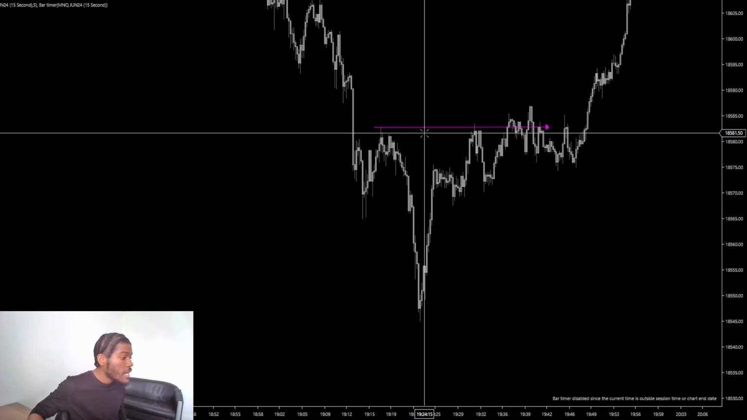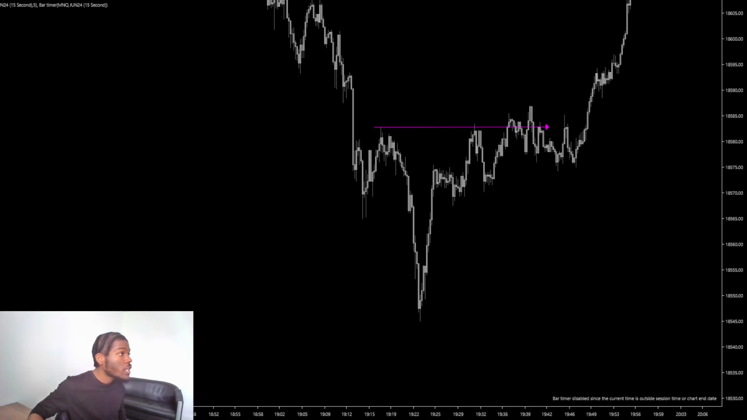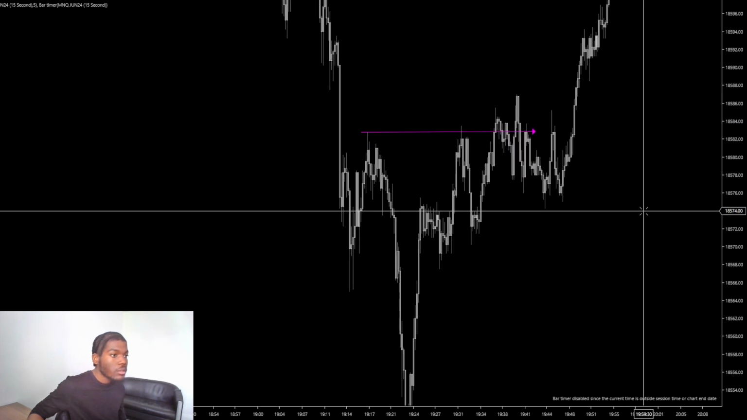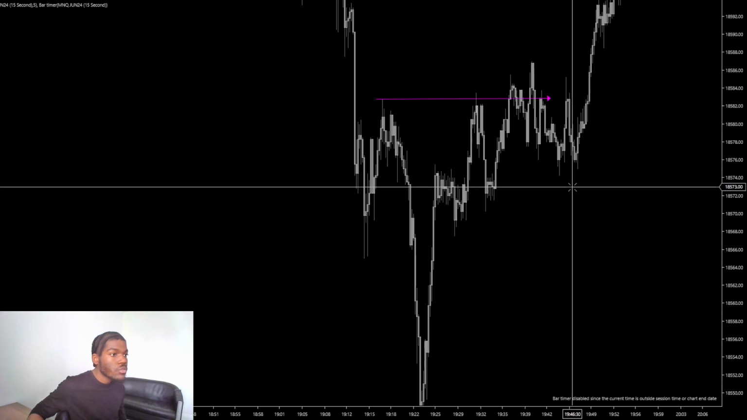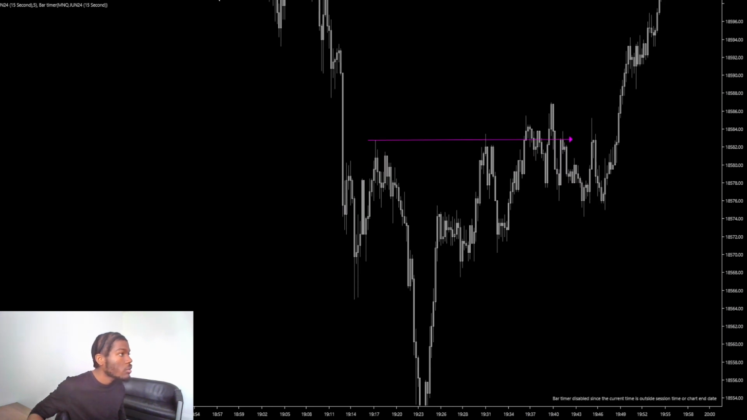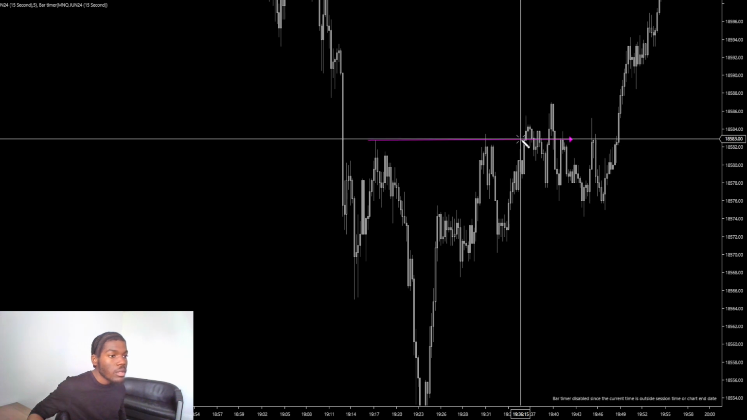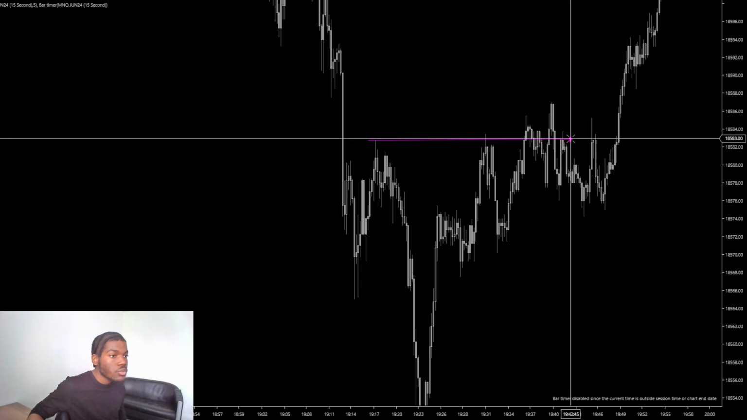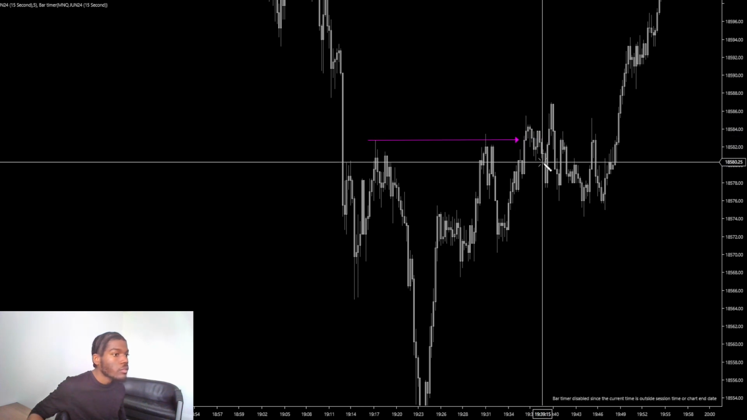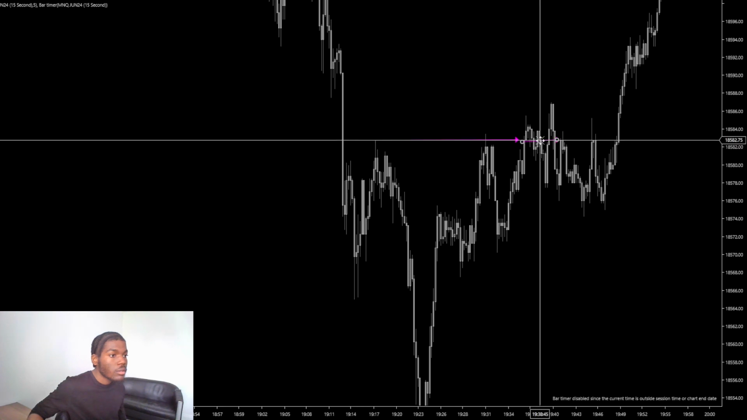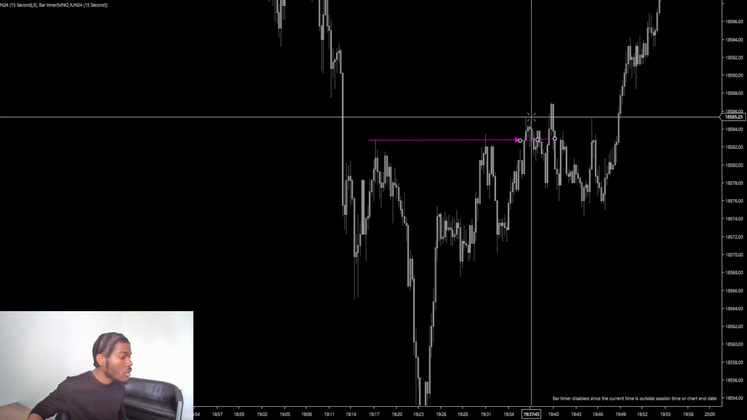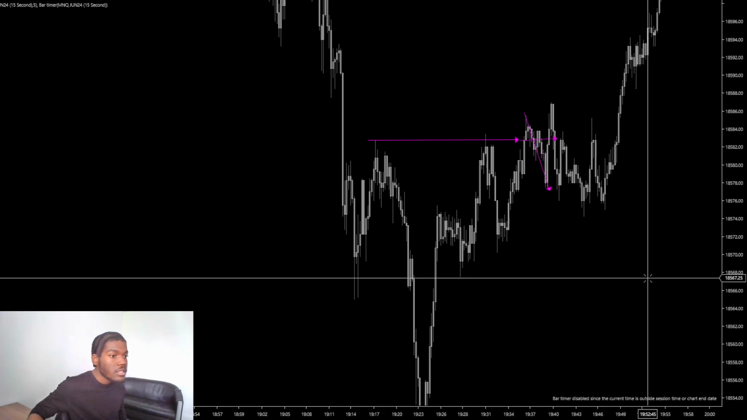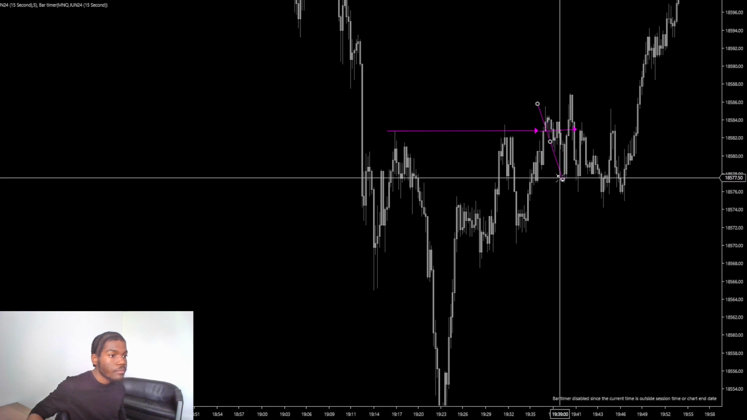So in a cycle of higher highs and higher lows, a pullback is valid after a closure above a structural high. So we got a closure above a structural high, and a closure below the last up candle. That is your pullback.